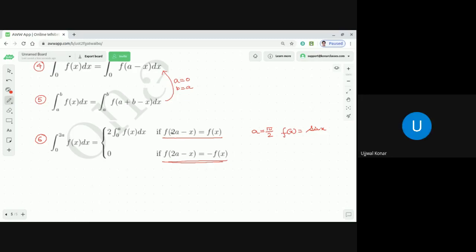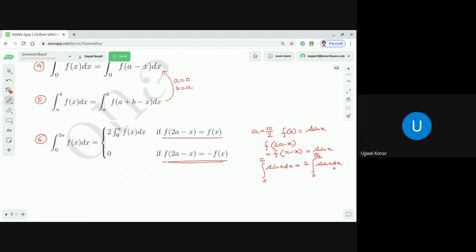So a is equal to pi by 2, and 2a is 2 into pi by 2. Correct or not? f(2a - x) should be f(pi - x), that is sine x. As this is true, instead of integration 0 to pi sine x dx, we can directly write 2 into integration 0 to pi by 2 sine x dx. Got it? And you know the integration of sine x is minus cos x, and you can proceed.